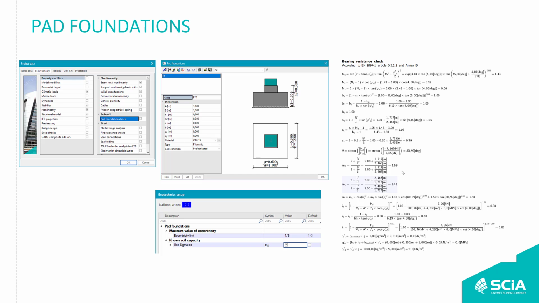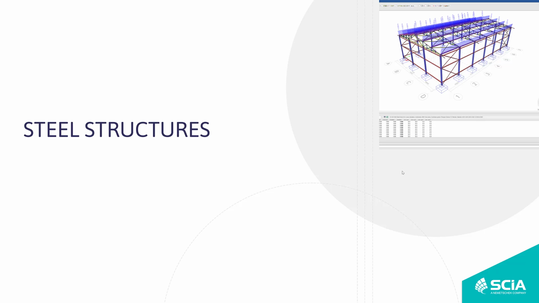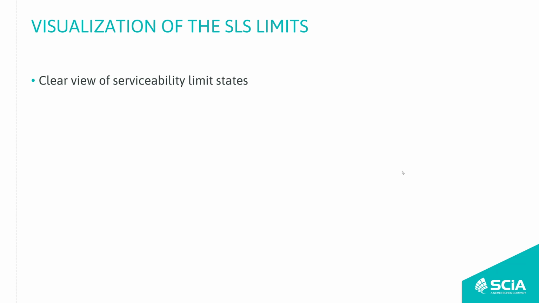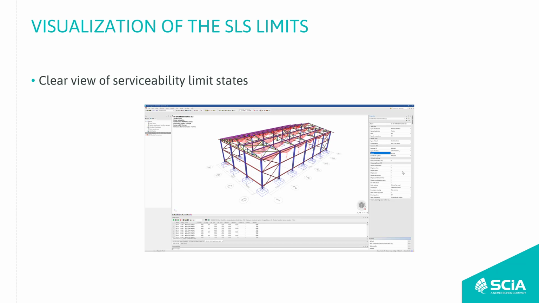And finally, we covered concrete prestressed structures. So let's talk a bit about steel structures to make also some steel users happy. What we did is not so much, but it leads to the transparency of the calculation, and that's the clear view on a serviceability limit state.